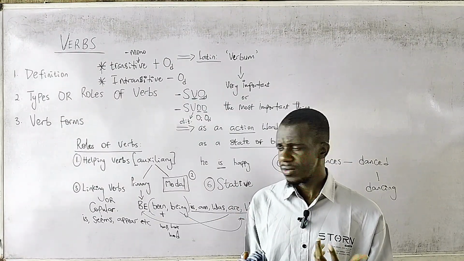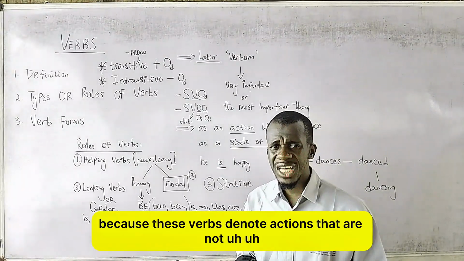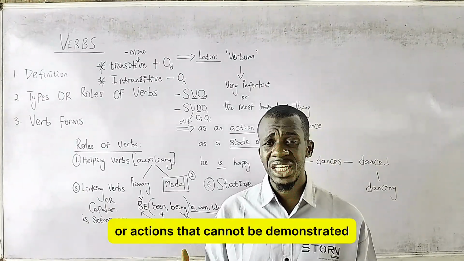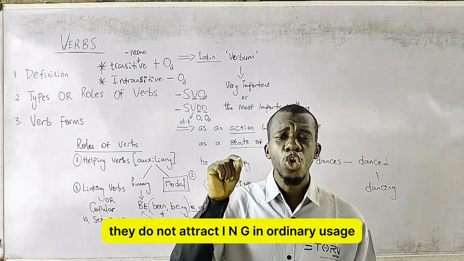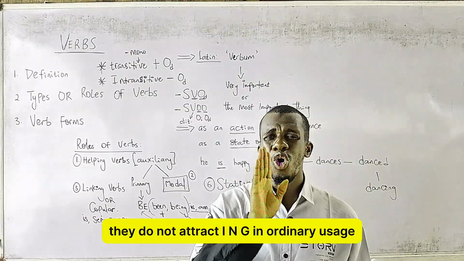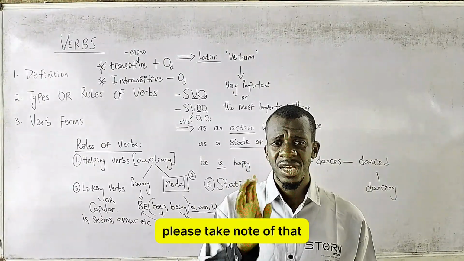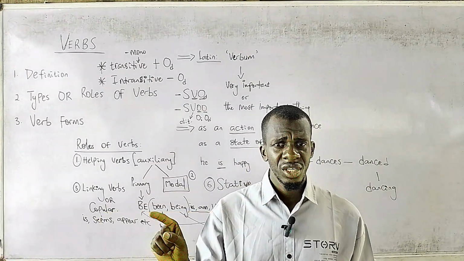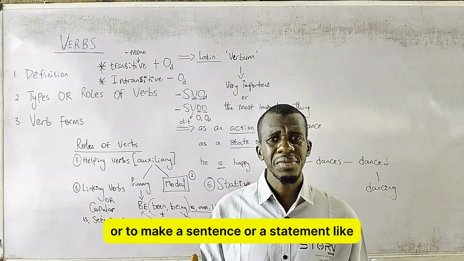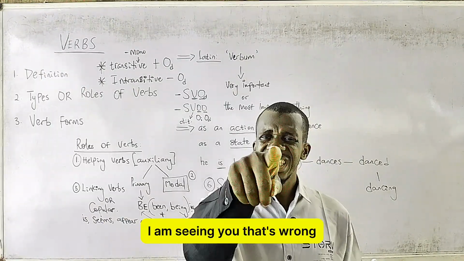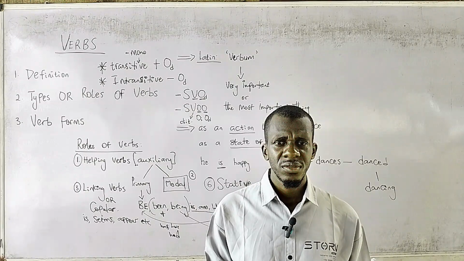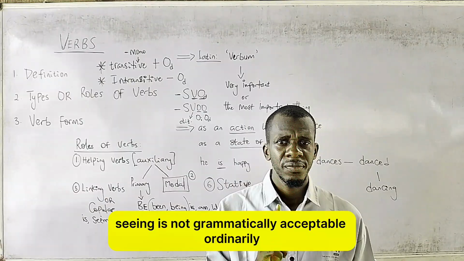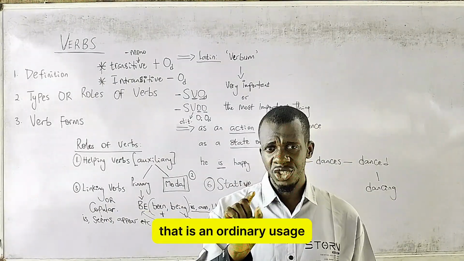Good. Now, because these verbs denote actions that we cannot demonstrate, or actions that cannot be demonstrated, they do not attract ing in ordinary usage. Please take note of that. Stative verbs do not attract ing in ordinary usage. Meaning it is wrong to make a statement like, I am seeing you. That's wrong. That's an ordinary usage. Seeing is not grammatically acceptable ordinarily.